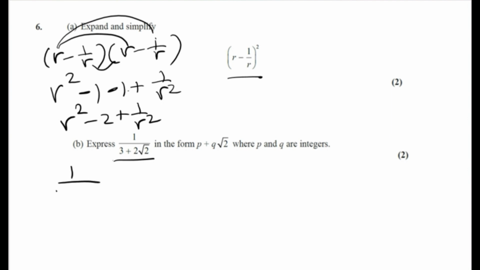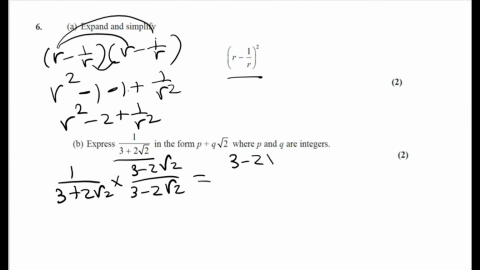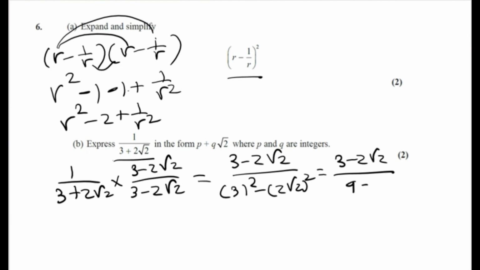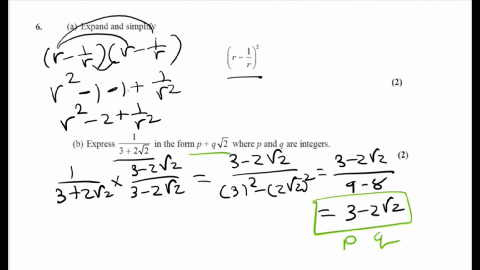So we have to rationalize it. So 3 plus 2 root 2, times by 3 minus 2 root 2 over 3 minus 2 root 2. So numerator 3 minus 2 root 2. Denominator 3 squared minus 2 root 2 squared. So 3 minus 2 root 2 over 9 minus 2 squared, 4, and root 2 squared, 2, which will give us 8. 9 minus 8 is 1, so we are not going to write it down. So this is our final answer in the form p plus q root 2. So this is your p and this is your q.